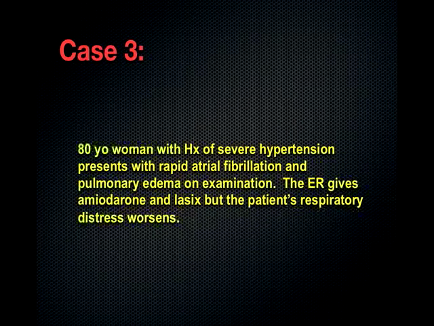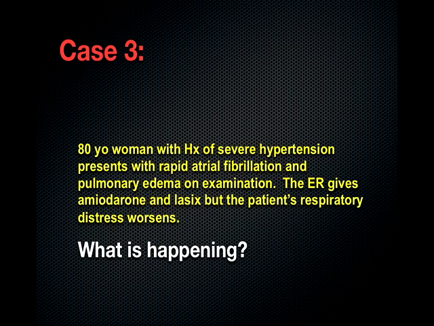Case 3. An 80-year-old woman with a severe hypertension history came in with rapid AFib. She had pulmonary edema on examination. ER gives her amio to slow her down and Lasix to diurese her, but her respiratory distress worsens. So what is happening here?